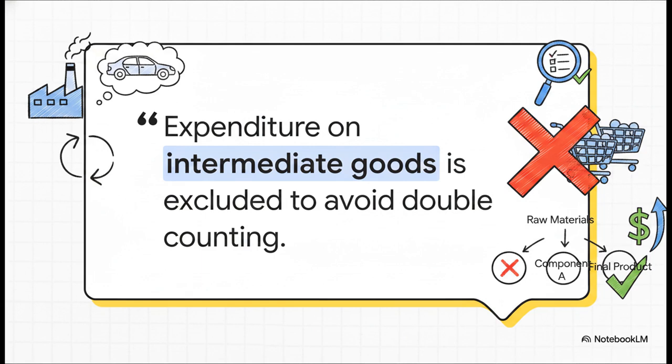Double counting is basically the cardinal sin of national accounting. It's the egregious error of counting the value of a single good multiple times as it moves through the stages of production. Our ultimate mandate is to measure only the current, final output of the economy. We must relentlessly hunt down and eliminate any transaction that artificially inflates this number.